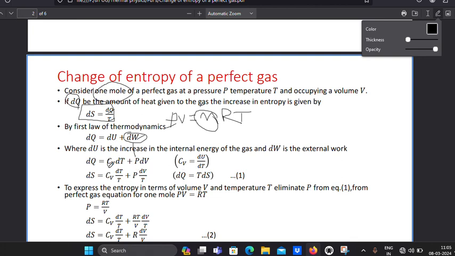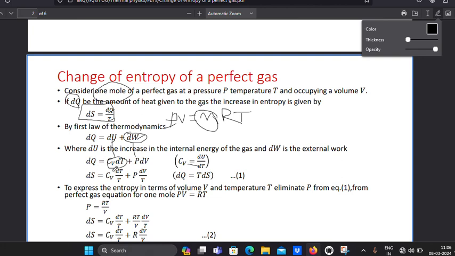And how has this come? In the place of dU, actually Cv = dU/dT, and if you bring this dT to this side, it becomes Cv dT = dU. That is why in the place of dU, it is written as Cv dT.